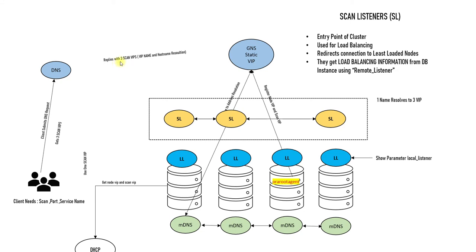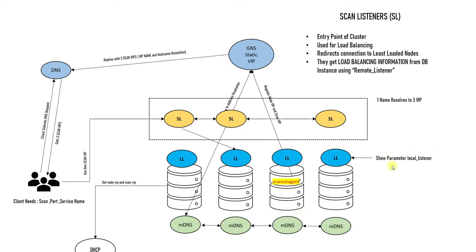GNS, according to the different resources, will collect the information and provide it. It has the virtual IP names and the host resolution, and it will provide the 3 scan VIPs from the scan listener, and it replies to DNS. DNS passes down the 3 scan virtual IPs to the client. The client takes one of the virtual IPs automatically and directly connects to the scan listener. They use the scan listener to connect directly to the least loaded node.